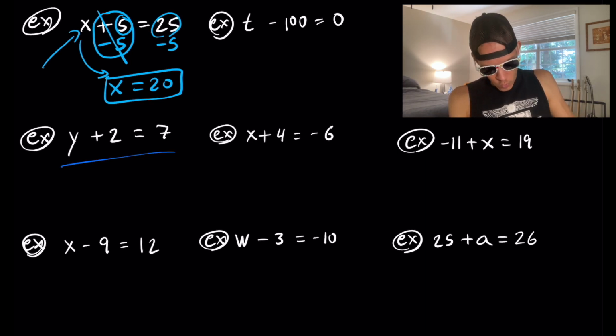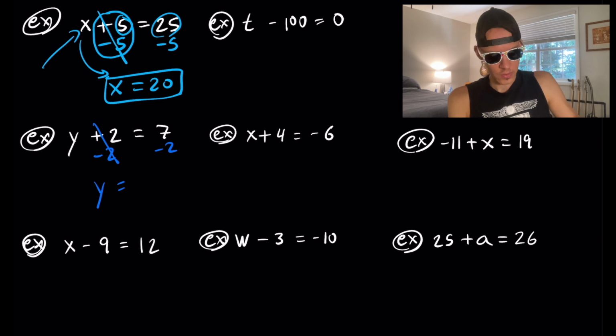All right, next one, y plus 2 is equal to 7. So again, undo whatever is being done to the variable. So I'm going to subtract 2 from both sides. Those are going to cancel, and I'll be left with y is equal to 7 minus 2 is 5.